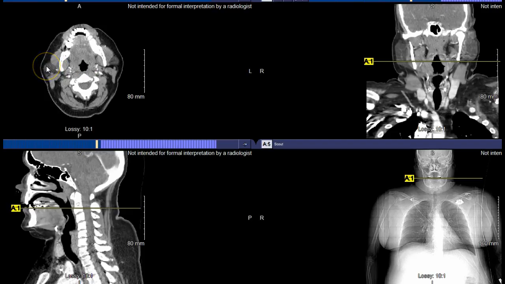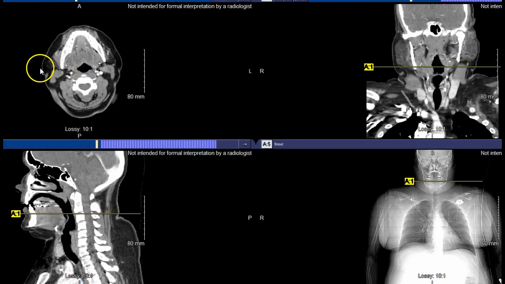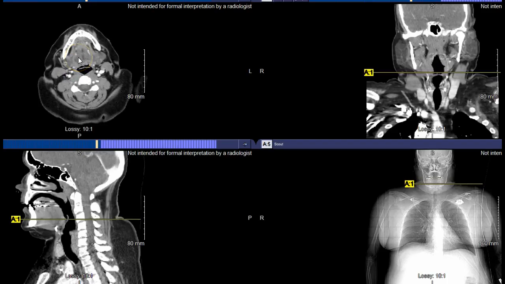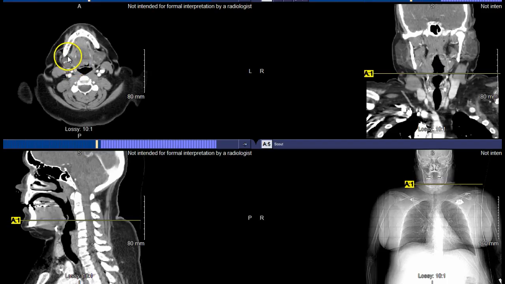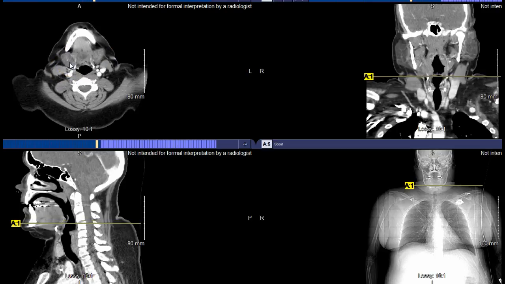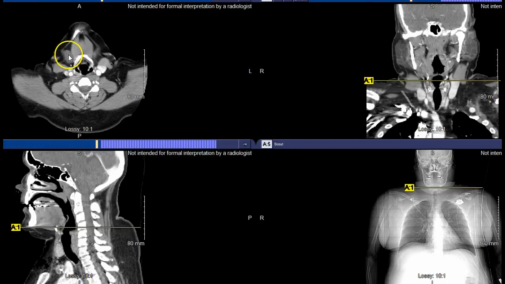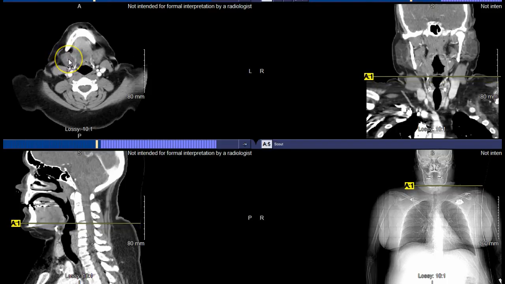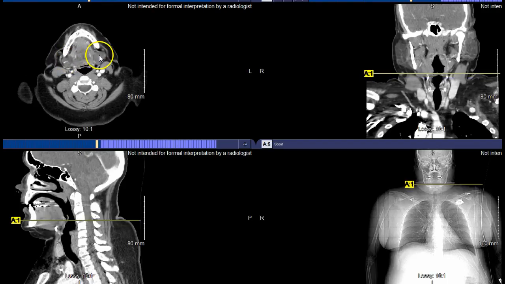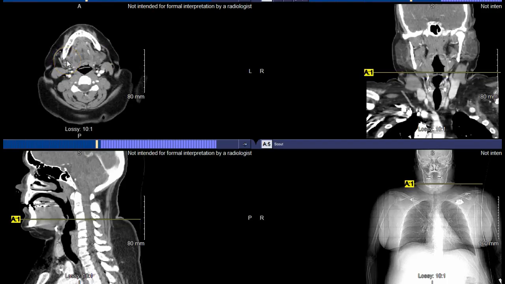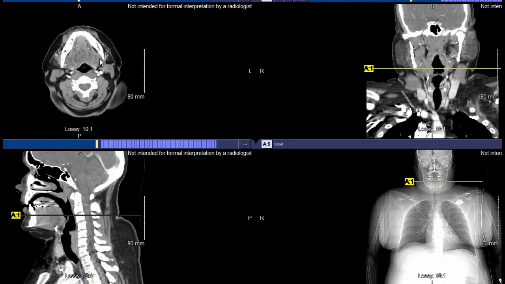Since we're talking about salivary glands, I'm going to emphasize where the submandibular gland is. You can see that if you follow my mouse, on both sides of the tongue. We can see that submandibular salivary gland there as well. It's pretty well visualized, and you can see that structure on both sides, right versus left.